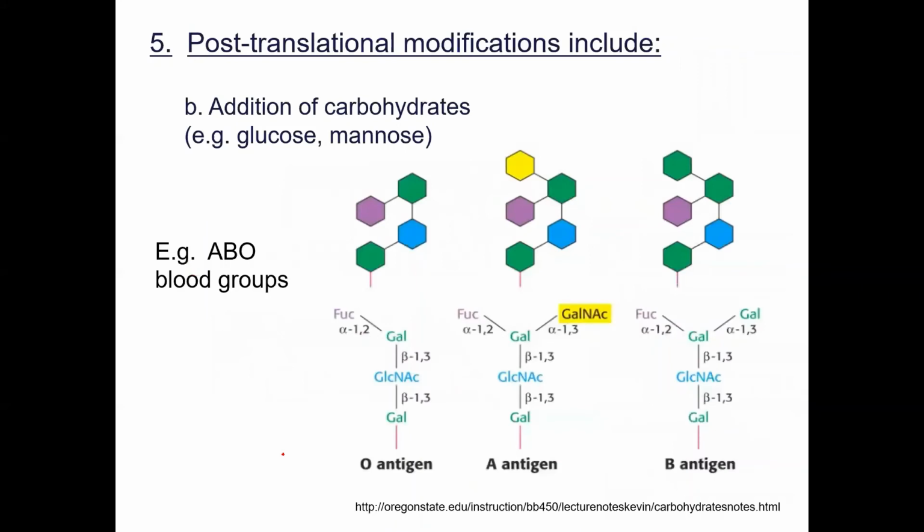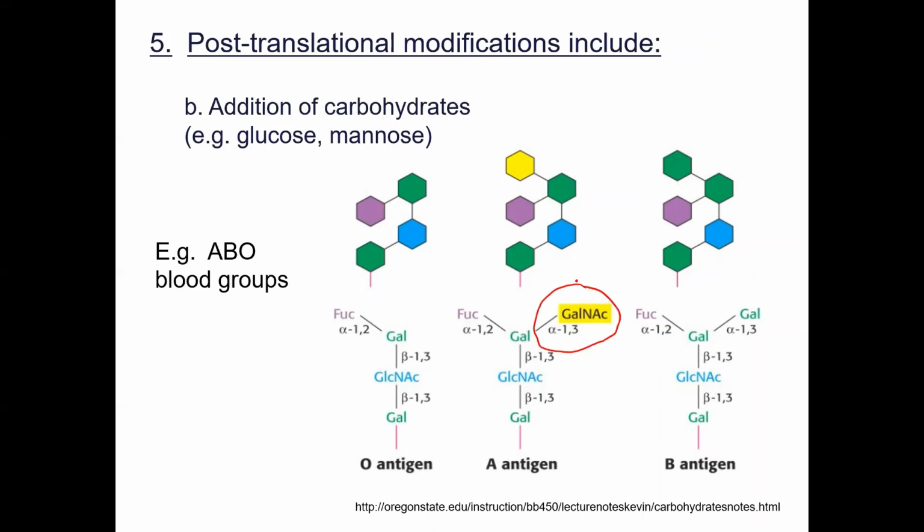So what was glycosylation? That is where we're adding carbohydrates. So remember, glycosylation happens in ER, and it also happens to some degree in the Golgi body. And so what are we looking at here? We're looking at some carbohydrates. So these are the carbohydrates that are found in the blood groups. So if you have the A blood group, you have this carbohydrate here.